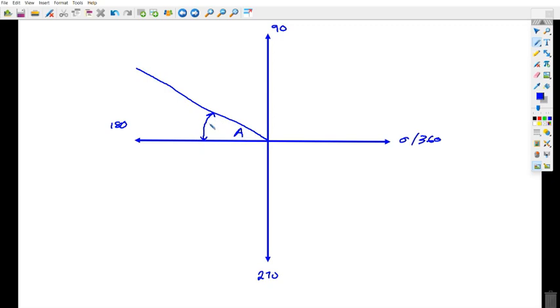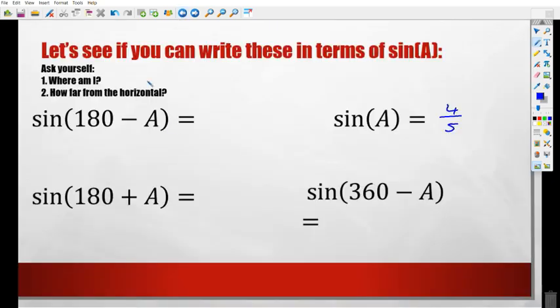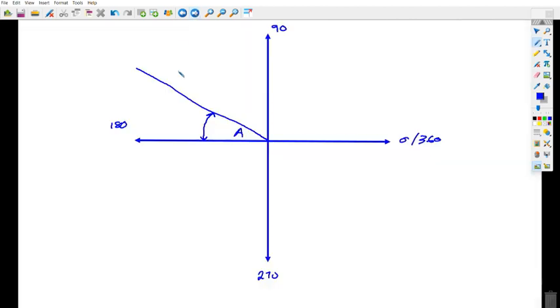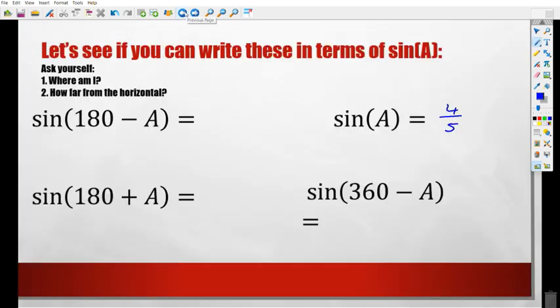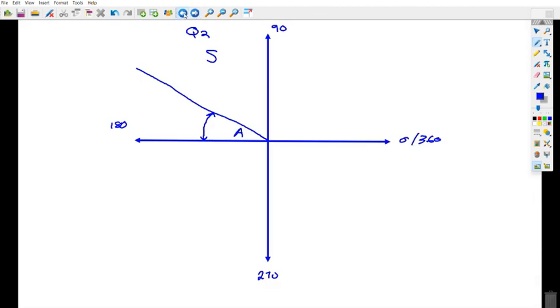Now I can do it with letters. I'm always going to write how far am I from my horizontal. Firstly, where am I? I'm in quadrant 2. I know that sine is positive in quadrant 2, so it's a positive. I'm just putting this here. You don't have to write this in your exams, just to visualize. Oh, sorry, this is where am I? There we go. Sorry, guys.